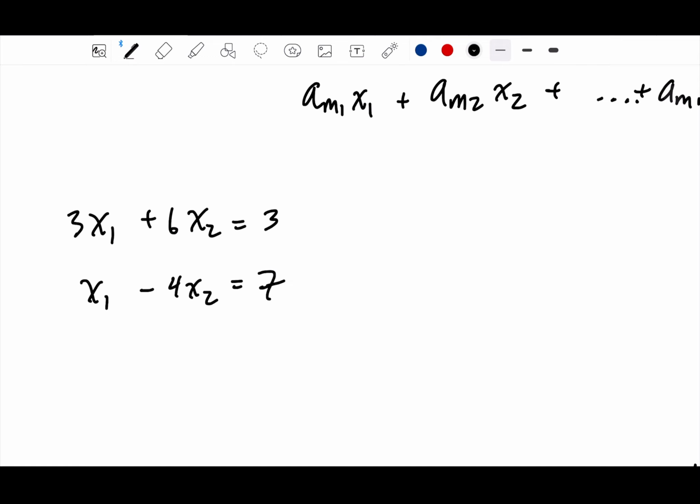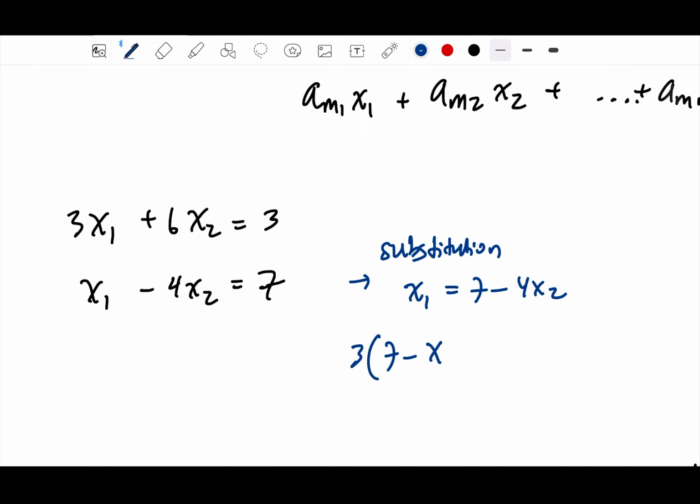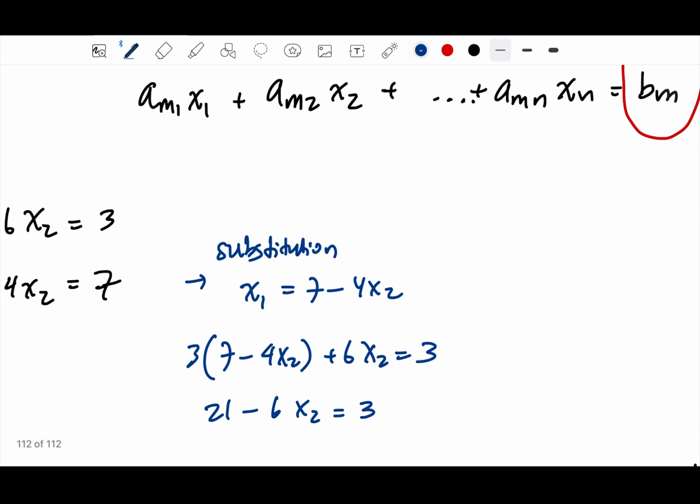Okay, now if we try to solve this, we can solve by substitution. Let's say substituting this 7 minus 4x2, so 3 times that is 21, minus 12x2, and then plus 6x2, so negative 12 plus 6 is negative 6. So we know that this will equal 6x2. So x2 will be 3.